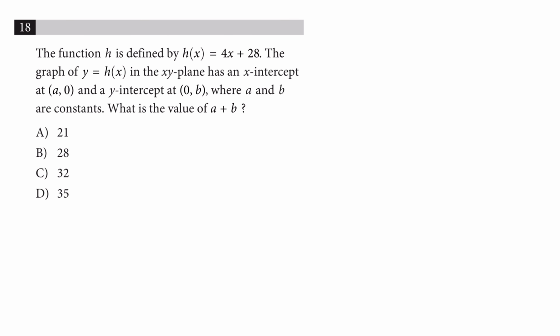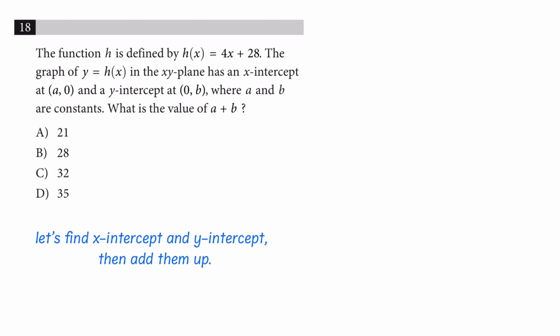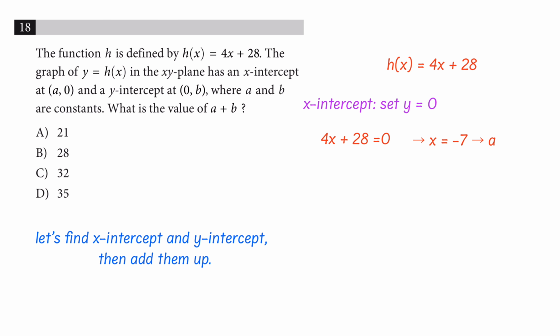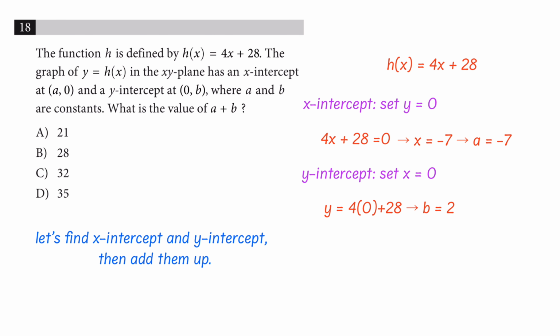Now intercepts. We're finding a plus b where a is the x-intercept and b is the y-intercept. Given h of x equals 4x plus 28. For the x-intercept, set y equal to 0. 0 equals 4x plus 28. Solving gives x equals negative 7, so a equals negative 7. For the y-intercept, set x equal to 0. Y equals 28, so b equals 28. Add them together. Negative 7 plus 28 equals 21. That's choice A. Intercepts found.